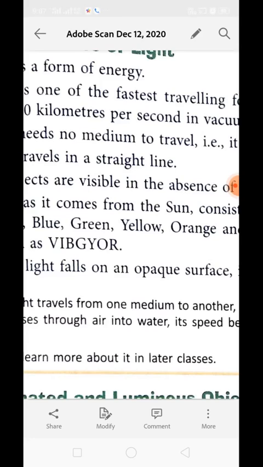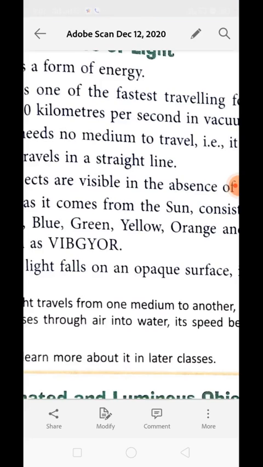This VIBGYOR appears during the formation of a rainbow. Clear, class? When light falls on an opaque object, it gets reflected back. Objects have been described by us in 3 types: opaque, translucent, and transparent. When light falls on an opaque object, we are not able to see the object kept behind it. Why? Because all the light falling on the opaque object is reflected back to our eyes. Nothing can pass through it.